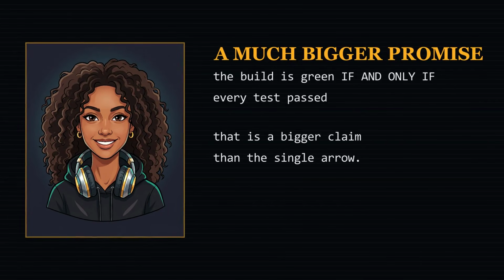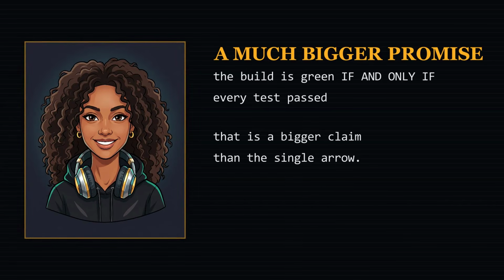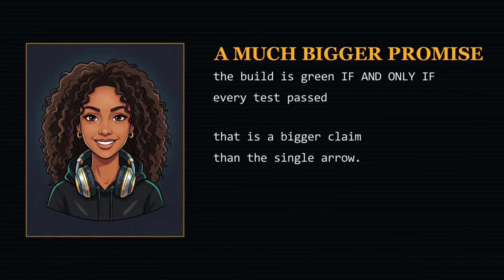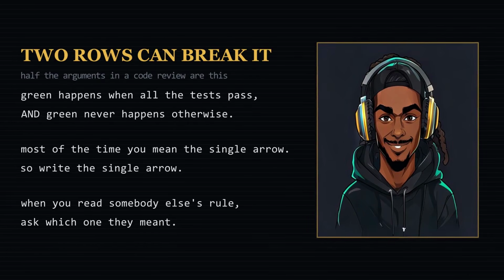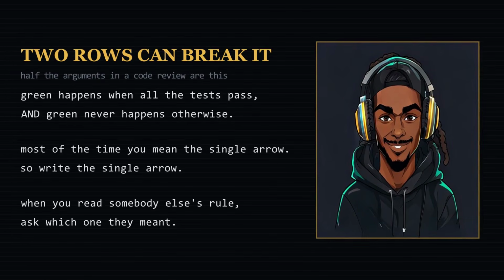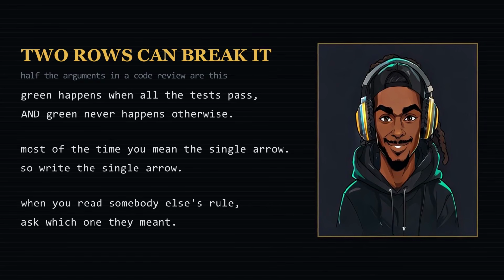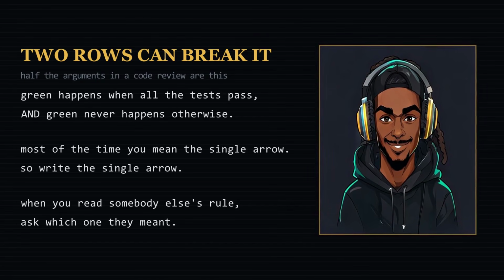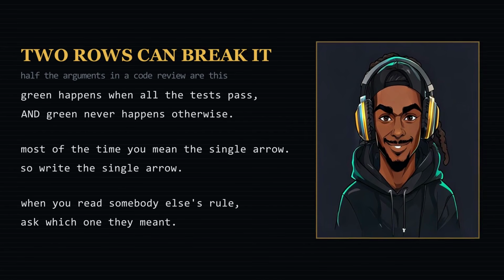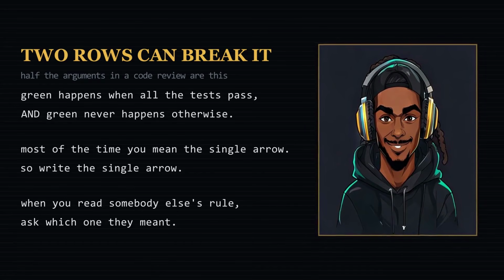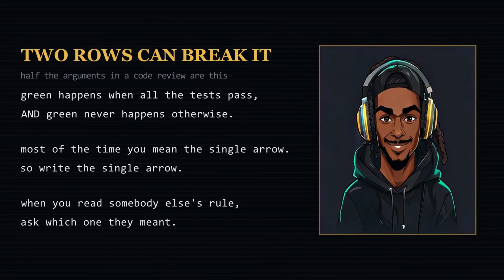So when somebody says the build is green if and only if every test passed, that is a much bigger promise than the single arrow. Much bigger, it says green happens when all the tests pass and green never happens otherwise. Two rows can break it instead of one. When you write if and only if you're signing up for both directions. Most of the time you mean the single arrow and you should write the single arrow. Half the arguments in a code review are one person reading an arrow and the other reading a double arrow. When you read somebody else's rule, ask which one they meant.